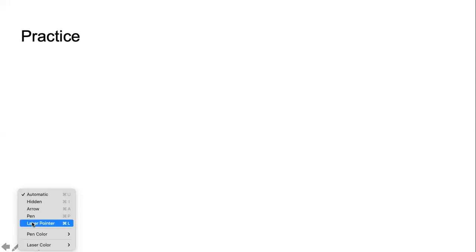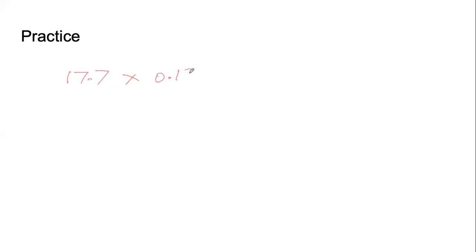Once again, you will write the question, and solve it in your notebook properly before typing the answer in the chat. Suppose the question is 17.7 into 0.13. If you are solving that in your notebook, then we will write 17.7 into 0.13. Forget that the point is written. So let us just look at 177 and 13.